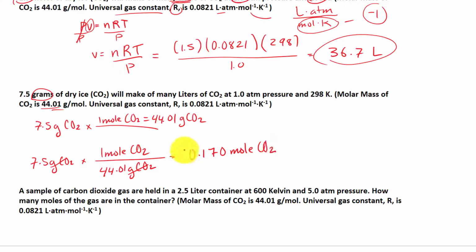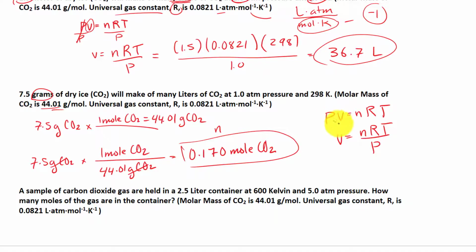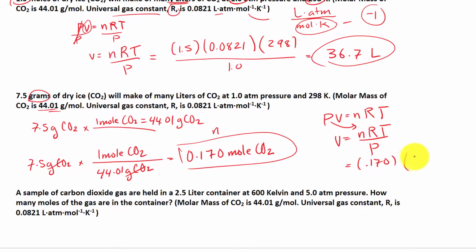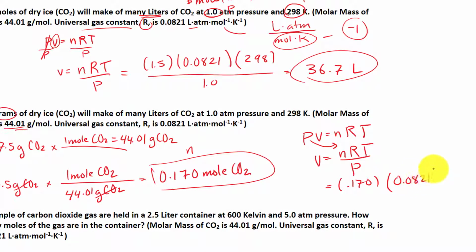So now we have our number of moles, which is n. So let's go back and solve the problem. The same thing, we have PV equal to nRT. Now we're solving for the volume again. The volume is equal to nRT divided by P. We just bring the P down here. So let's plug it in. We have the number of moles, which is equal to 0.170, which is solved from 7.5 grams of carbon dioxide, times the R constant, which is 0.0821, and then the temperature is 298, divided by the pressure, which is 1.0.